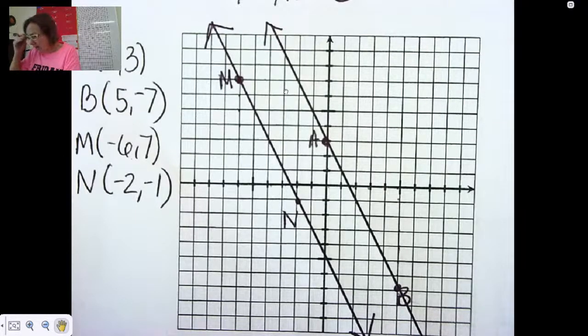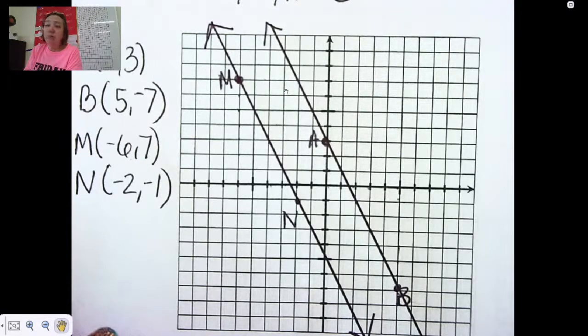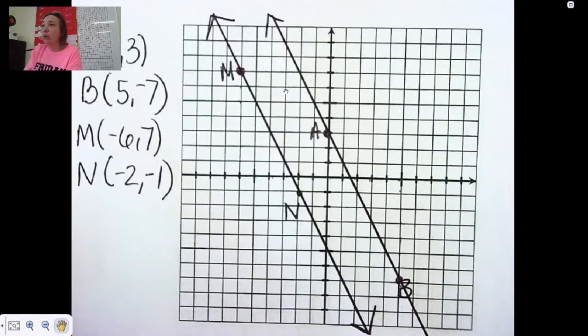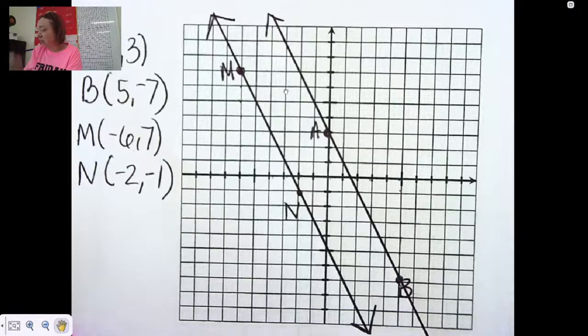So if I count my slope for this line, first of all, what kind of slope are both of them? What sign should they have? They should both be negative. So that's something we should keep in our mind while we're finding slope, that they should both be negative. If we don't get negative, we know we did something wrong.